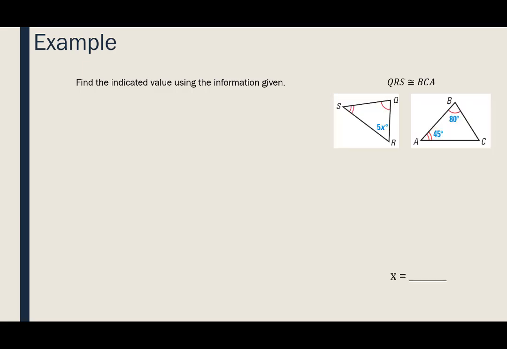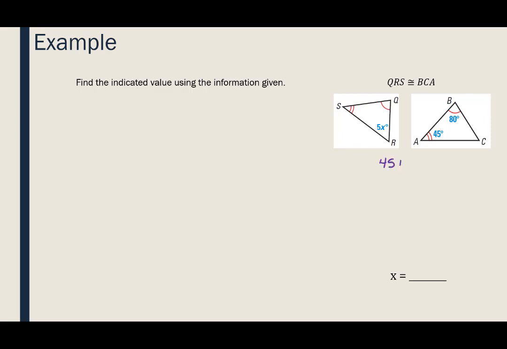This problem's a little bit different. We have our congruent statement. QRS is congruent to BCA. It's not all marked on my diagram though, so we're going to have to fill in some blanks first. When I look at this problem, the first thing I notice is that triangle ABC has 2 of my 3 angle measures there. That means I could find the third one using the triangle sum theorem. So I'm going to do that.